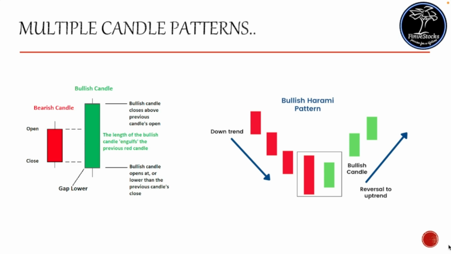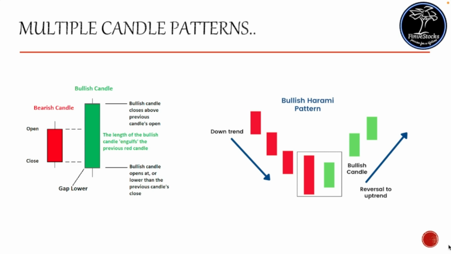Whenever a pattern forms with more than one candlestick, it is called multiple candlestick pattern. For example, we already covered bearish engulfing pattern wherein the first candle is a bearish candle and it is completely engulfed by a bullish candle. So it is called a bullish engulfing pattern.